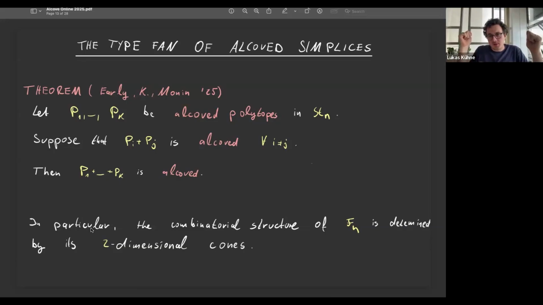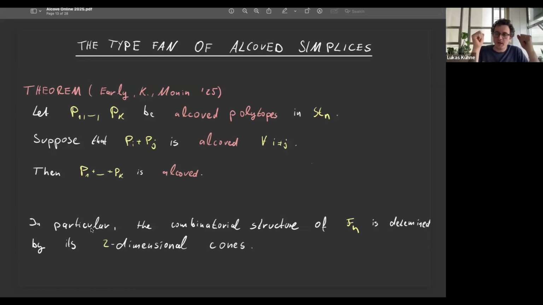And this in particular implies, going back to the question of understanding the type fan of alcoved polytopes, that the combinatorial structure of this fan is just determined by its two-dimensional cones. Because suppose we knew all the rays of that type fan, which we don't, but let's assume we have the finite set of rays of this type fan.